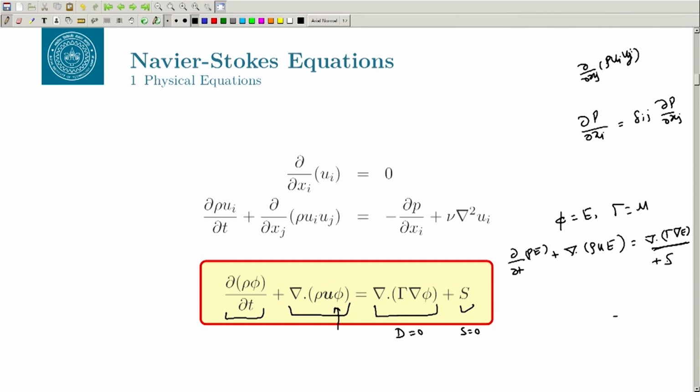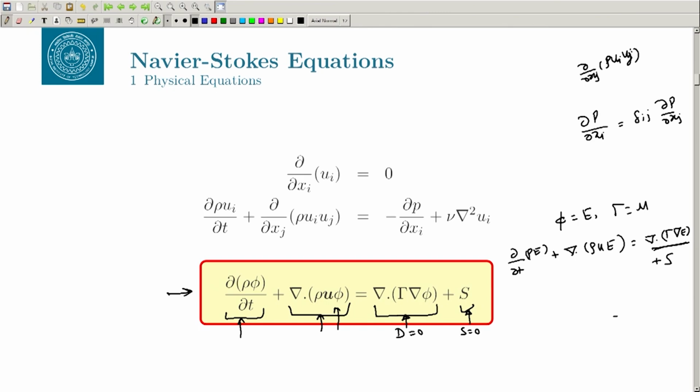So, all the equations can be represented in the single form, which has got some temporal term, time dependent term, which shows the rate of change of quantity, then the transport, okay, the transfer of the quantity from one point to another point, and then you have the diffusion due to the viscous forces, okay, the stress that gets developed, and finally, you can have some source term, right.